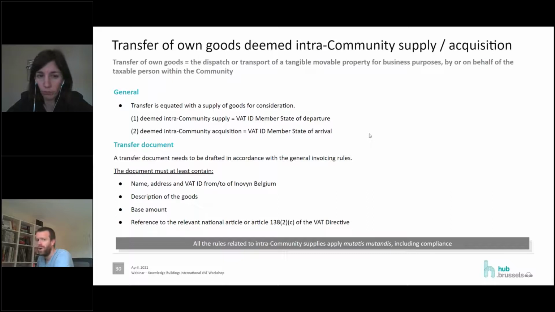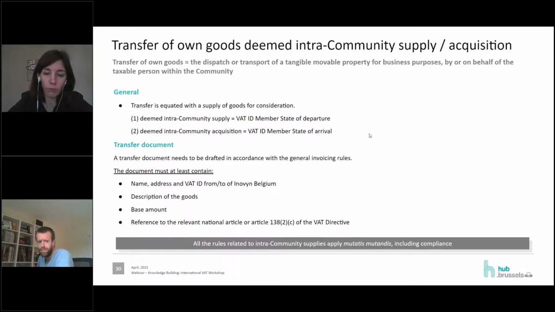But of course, you have reporting obligations. So if you do that, you need to report it as an intracommunity supply from Belgium in your Belgian VAT return, and as an intracommunity acquisition of goods in France in your French VAT return, provided that you are in principle already registered for VAT purposes in France if you're doing this kind of transaction.